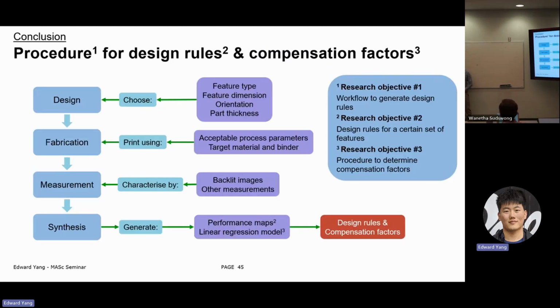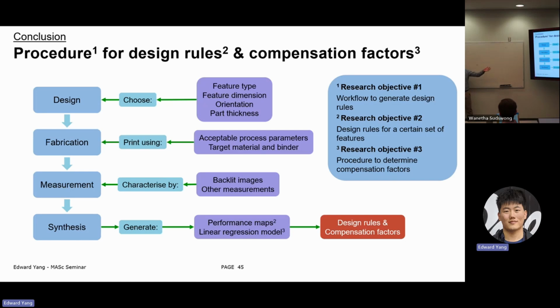So to start wrapping everything up, what have I done in my thesis? Firstly, there is this procedure that I'm proposing and using to generate design rules and compensation factors. It goes through choosing a set of features and orientations that need to be examined, designing those parts, fabricating them using a set of acceptable process parameters, generating measurements using backlit images. Other measurements could also be applied, depending on the AM technology, synthesizing all that information into a set of performance maps and a linear regression model that can be used to create and state these design rules and compensation factors.